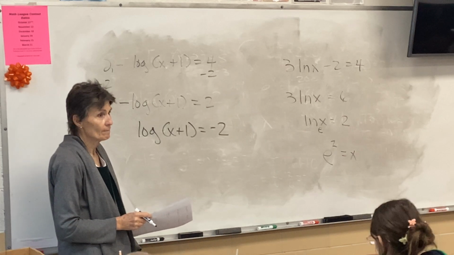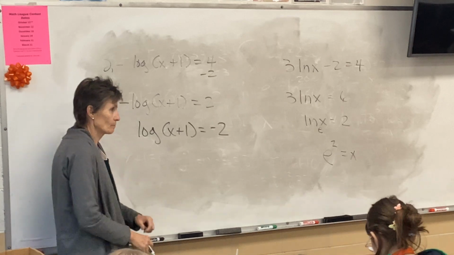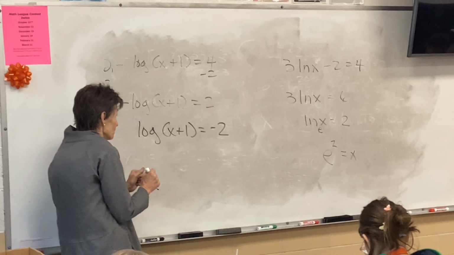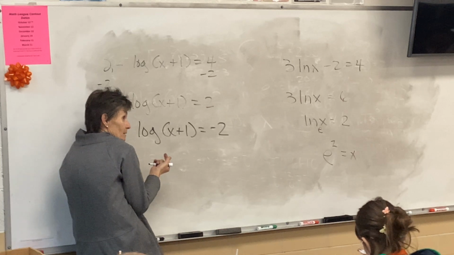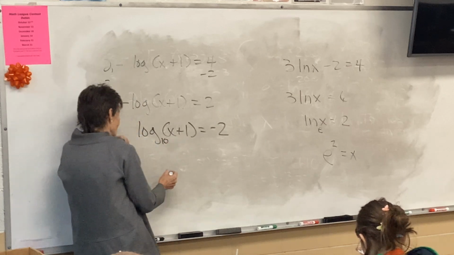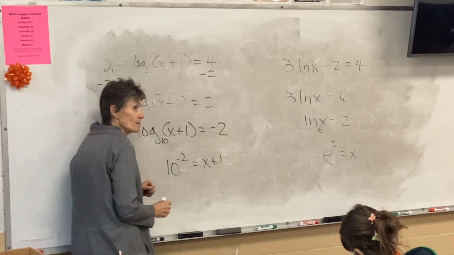So now I have this. Are we all good here? Okay, then what? Evan, and then what? We loop to move. You think there's a 10? There's a 10 right there, there sure is. So 10 to the negative second equals x plus 1.